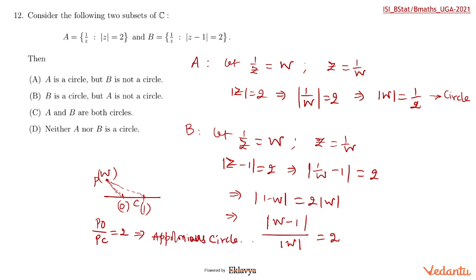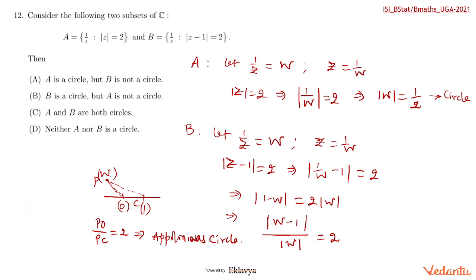Apollonius circle. A point is moving in such a manner that the ratio of its distances from two given points is a constant and not equal to 1. So if this were 1 instead of 2, then it would have been a perpendicular bisector line. But here it is 2. So the answer is a circle.